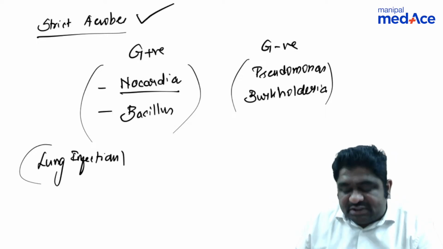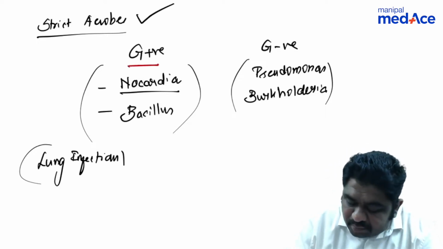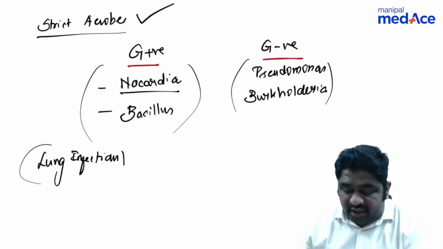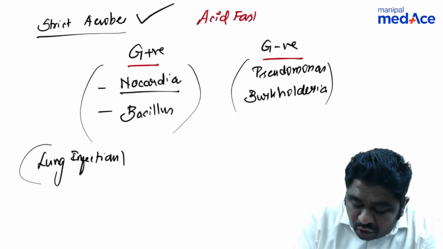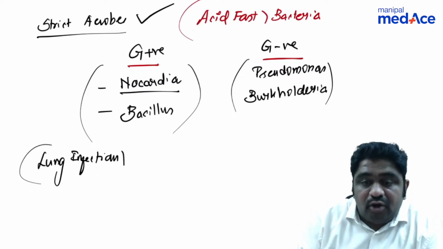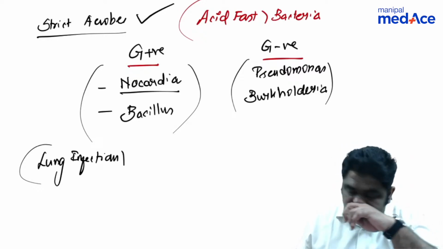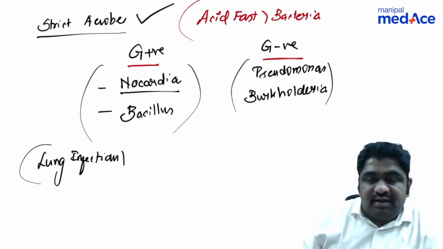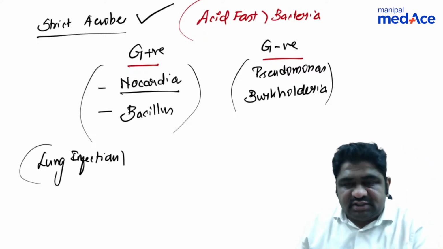Now, there is one special organism that you should remember when we speak about strict aerobes. It is neither gram-positive nor gram-negative, but people put them under gram-positive organisms, but it is acid-fast. Now, who is the king of all acid-fast bacteria? Come on, people. Who's the king of all acid-fast bacteria? Excellent. MTB is the king of all acid-fast bacteria.